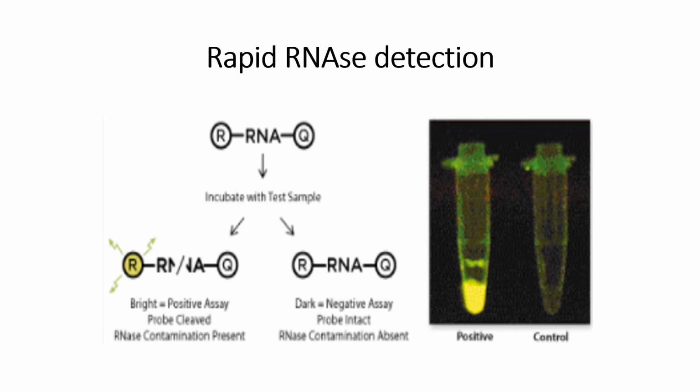So this is the basic principle I discussed. The rapid RNase detection works by utilizing the reporter-oligonucleotide-quencher probe that is incubated with a test sample. When there is RNase contamination, it will degrade the probe and release the fluorescence. Here you can see on the left a positive sample having RNase that gives fluorescence, whereas a negative control without RNase does not give any fluorescence signal. So this is a simple and easy technique to identify RNase contamination.